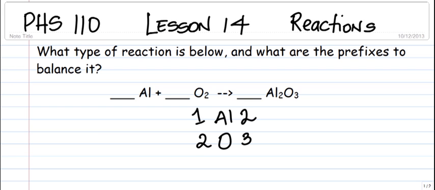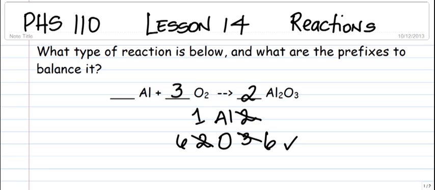So even though I like to list them out in the order I see them, oftentimes I have found in my experience it's best to balance oxygen first. The only relationship I know between a 2 and a 3 is that 2 times 3 and 3 times 2 both make 6. So I'm going to start with that. I'm going to put a 3 in front of my O2, and then everything multiplies. So now I've got 6 oxygens on the left, and I'm going to put a 2 in front of my Al2O3. So now I've got 6 oxygens on the right, so that checks out.